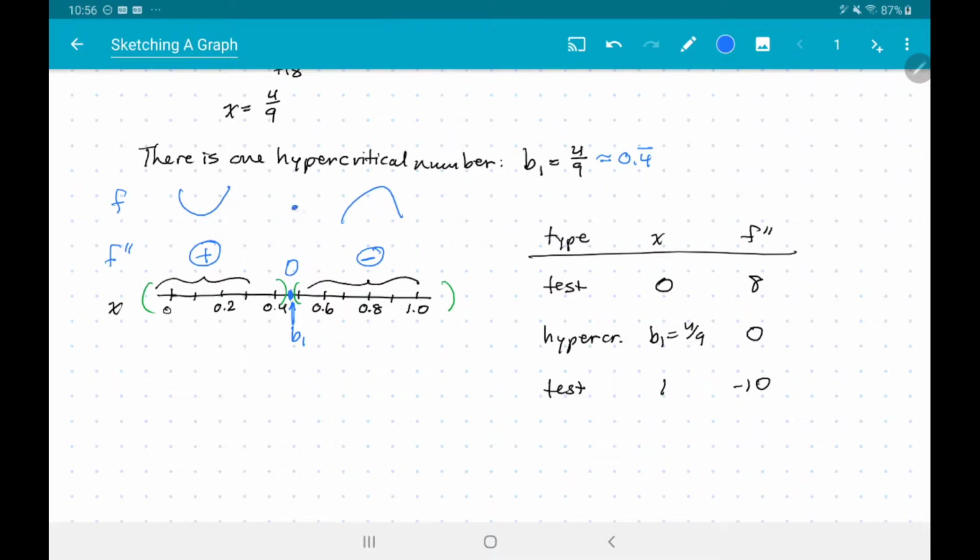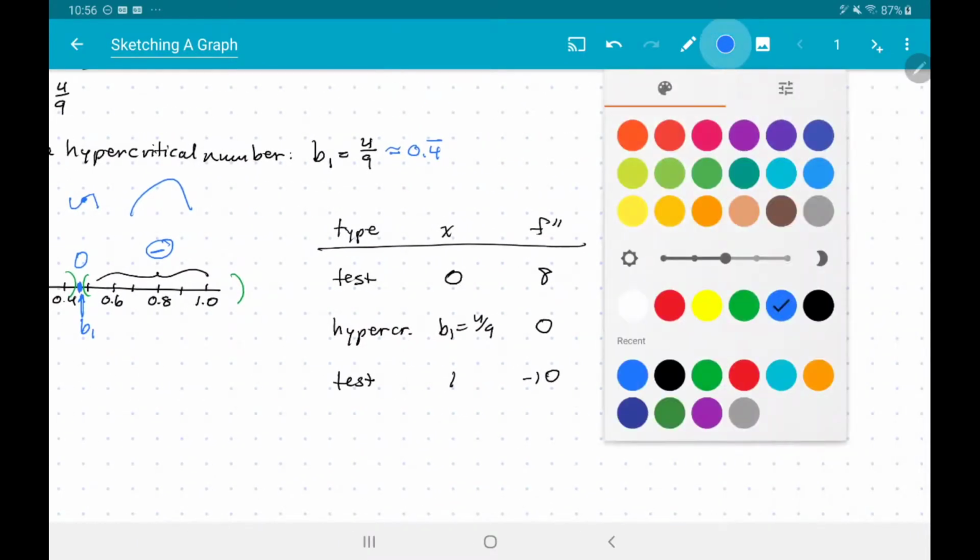There's a hypercritical point here at B1, and since f is concave up on one side and concave down on the other side, it switches concavity, which means that this is an inflection point. So I'm going to draw a little swerve there to remind myself that this is an inflection point. Okay, so let's write out all of this.